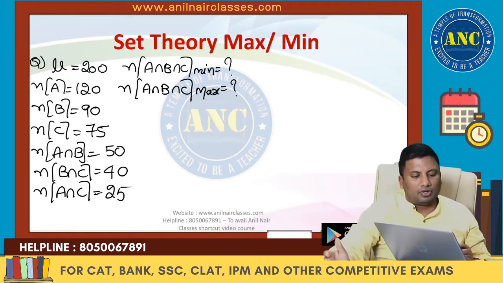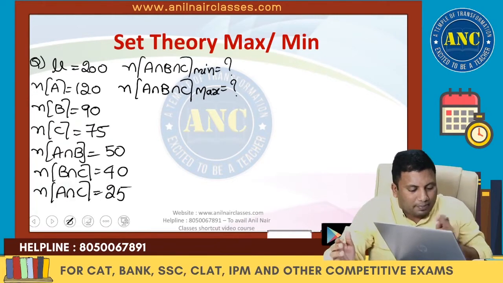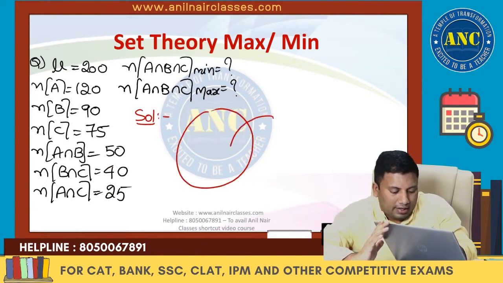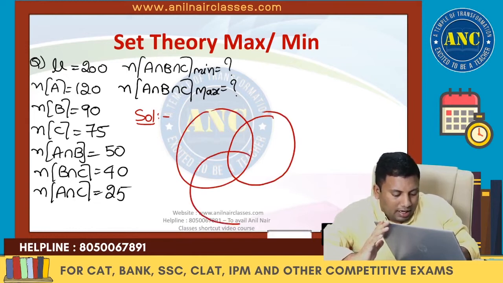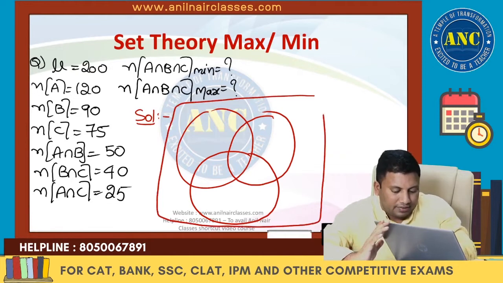Maximum value we have to determine. Listen carefully, sir. We will do it step by step. Solution: it is a 3 set problem, A, B and C. So this will be like this.